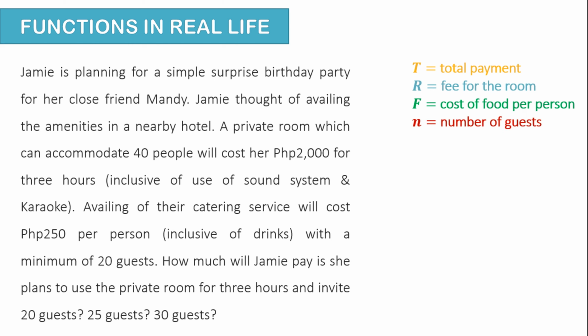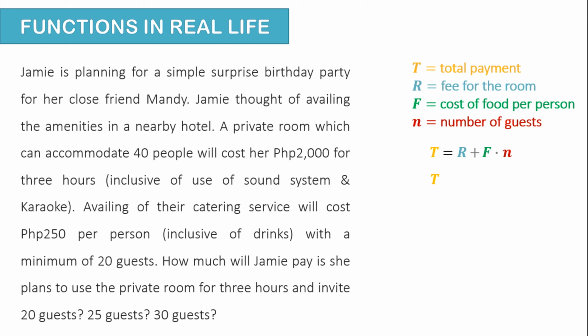As you can see here, the total payment would actually be equal to what? That's the R, the fee for the room. Remember that the fee of the room is just for the 40 people already. So that's just 1R there plus the food times the number of guests. I think that's fairly straightforward. You pay for the room for the whole event, and then for the food it's per person, and the number of people is represented by n in here.